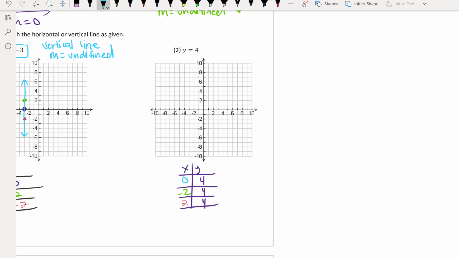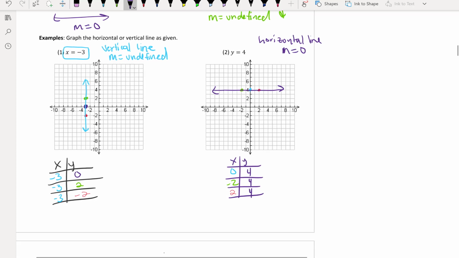So if I were to have 0, 4, I'm there. If I were to have -2, 4, I'm there. And if I were to have +2, 4, I'm here. So this line, when y is equal to some number, is going to be a horizontal line. This is where my m is equal to 0. So whenever I have y is equal to any number, I should automatically be thinking, oh, it's going to be a horizontal line. My slope is going to be 0.